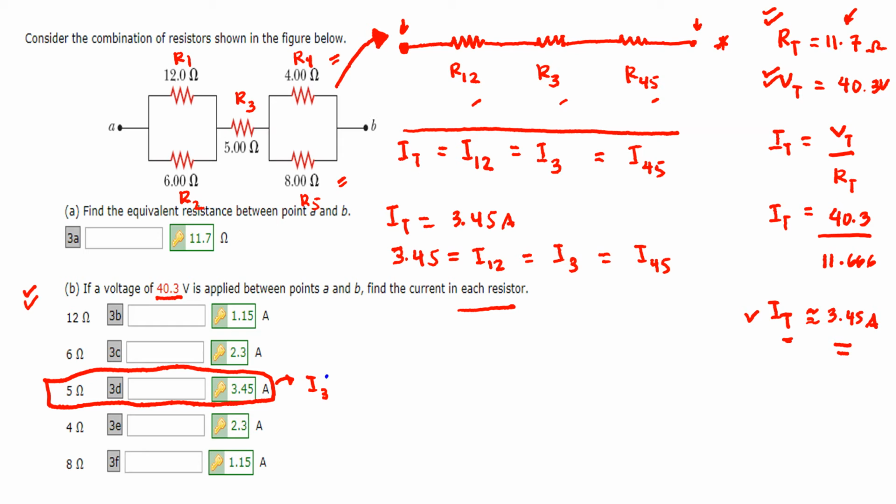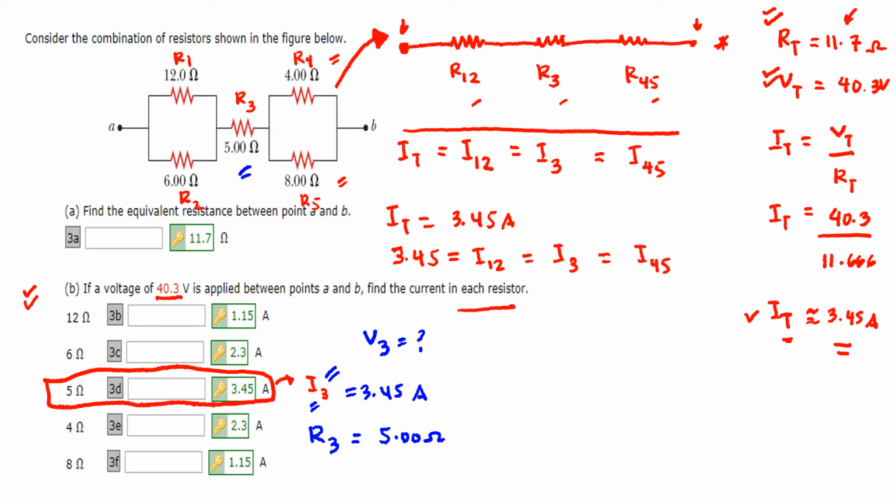So now that we have I3, then we could actually solve for V3, even if it's not being asked in the problem, but it might be asked in some other problems to solve for the voltage across V3. And how can we do that? Very easily. We already have I3, which is equal to 3.45 amperes, and we also have the value of R3, which in this case is equal to 5 ohms. So we could solve for V3.